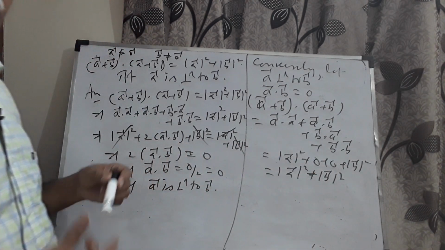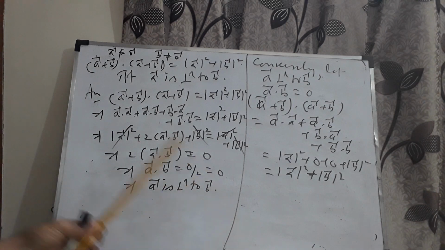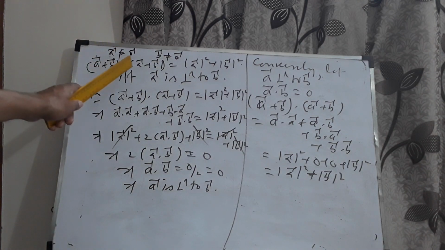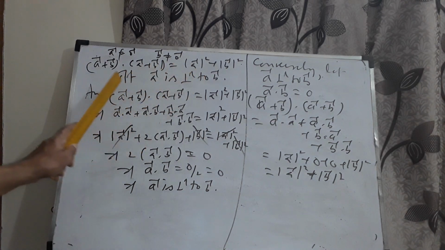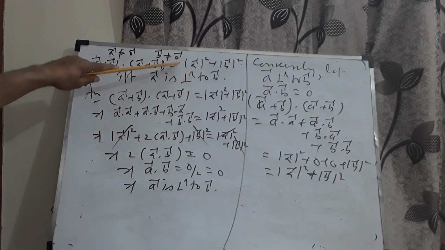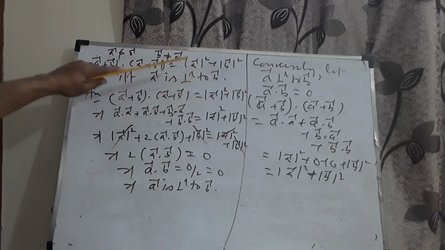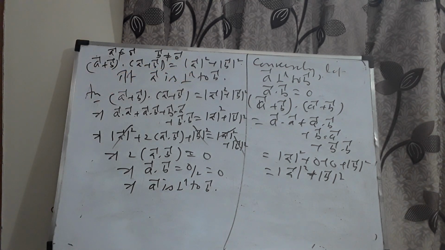Therefore, in both ways the result will be true. Let me just explain once again. A vector not equal to 0 vector, B vector not equal to 0 vector. I need to prove (A + B) dot (A + B) equal to |A|² + |B|² if and only if A is perpendicular to B vector. If and only if means when this is assumed, this should be proved. When this is assumed, this should be proved. That's the meaning of if and only if property.